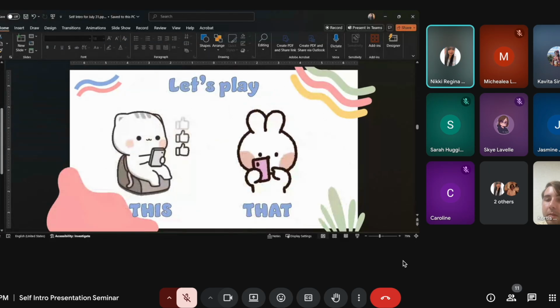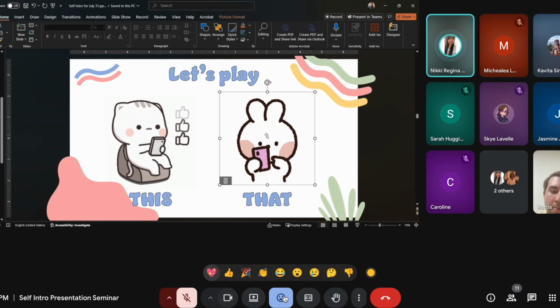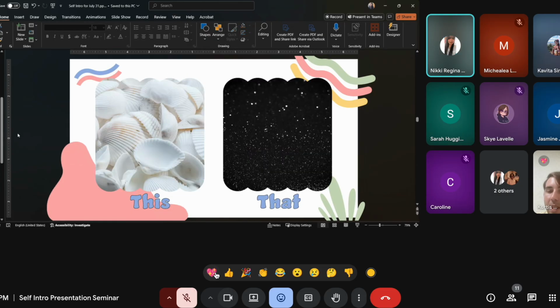Okay, now let's play. Okay, so this game is called This or That. So if you want to answer this, please click the like reaction button. And if you want to say that, please click the heart button. Okay, thank you, Kurtis. So now let's play. Do you like white or black? This or that?